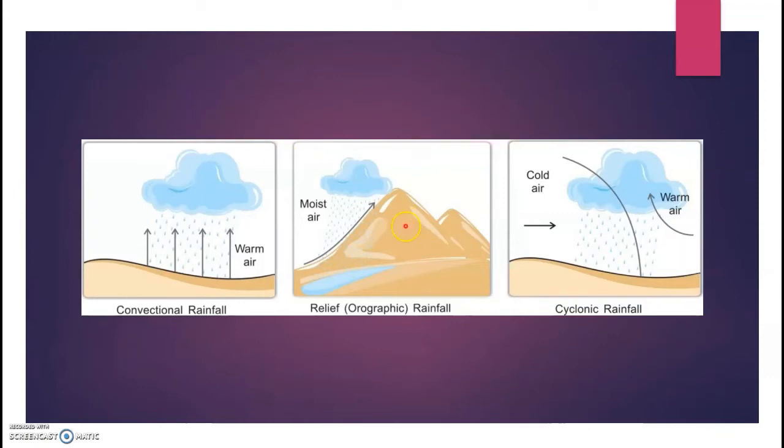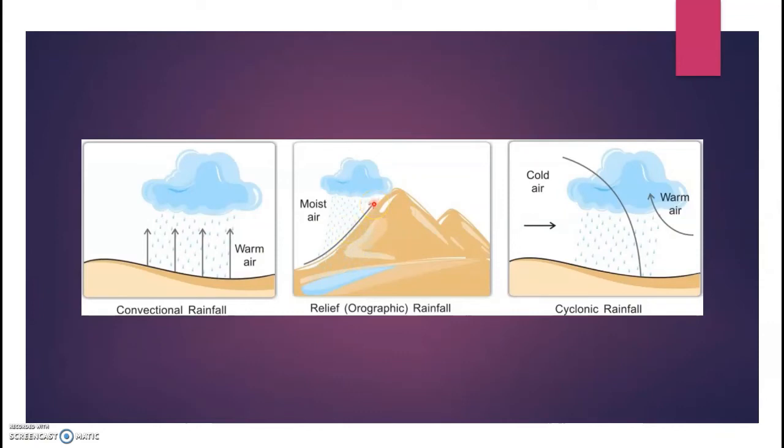Then next one is relief or orographic rainfall. When the saturated air mass comes across a mountain, it is forced to rise. The rising air expands, eventually the temperature falls and the moisture gets condensed. The principal characteristic of this type of rain is that the windward slopes get more rainfall. This is the windward slope and it gets more rainfall.